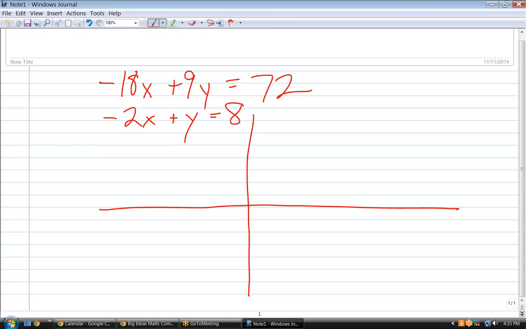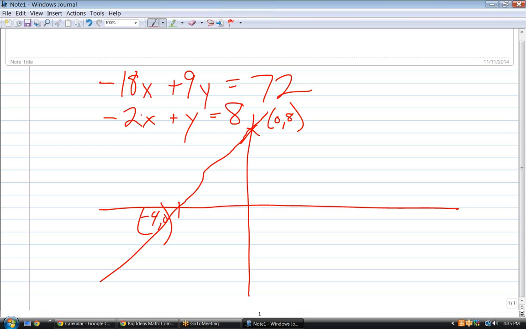Okay, so then you would put a point at 0, comma 8. And then another one at negative 4, comma 0. Just connect the two dots, and there's your line.